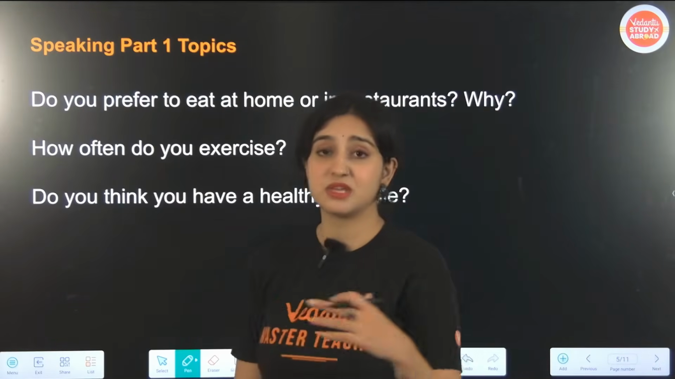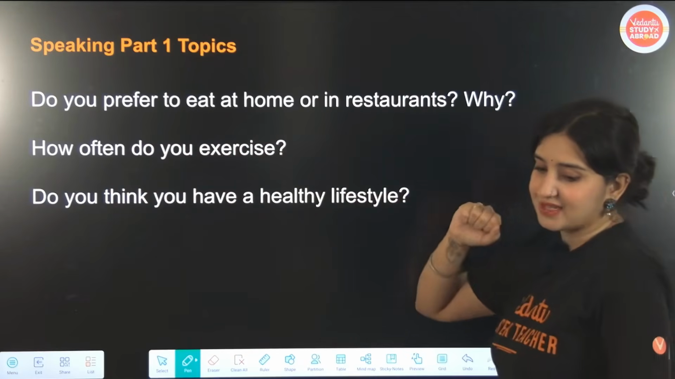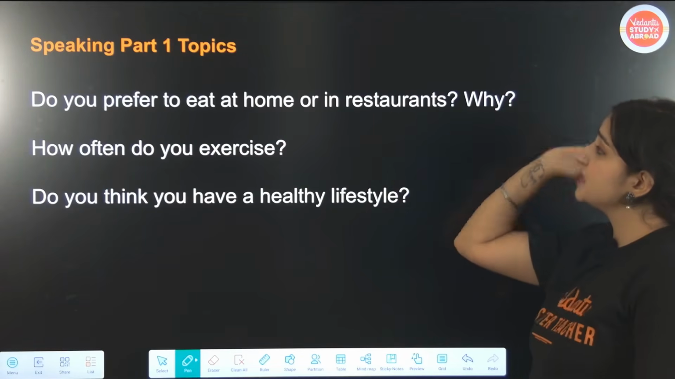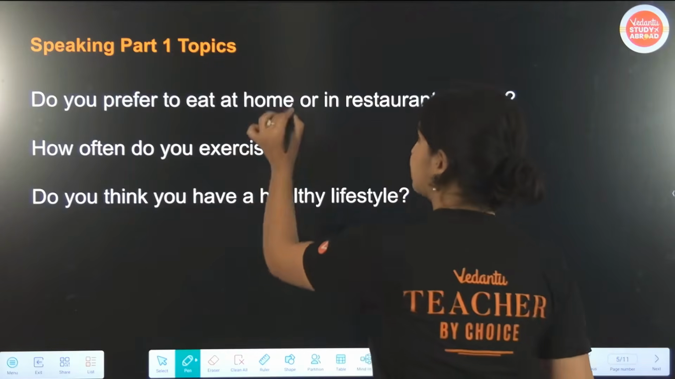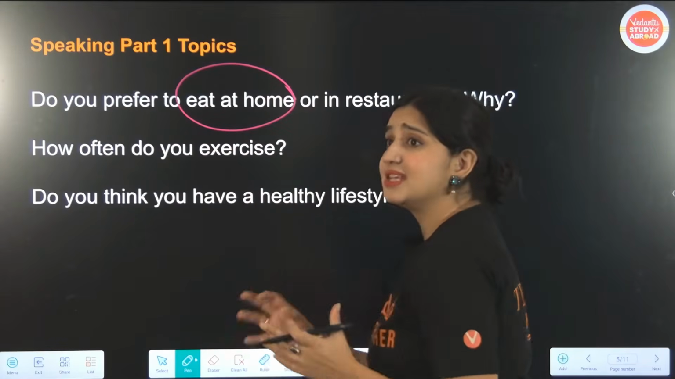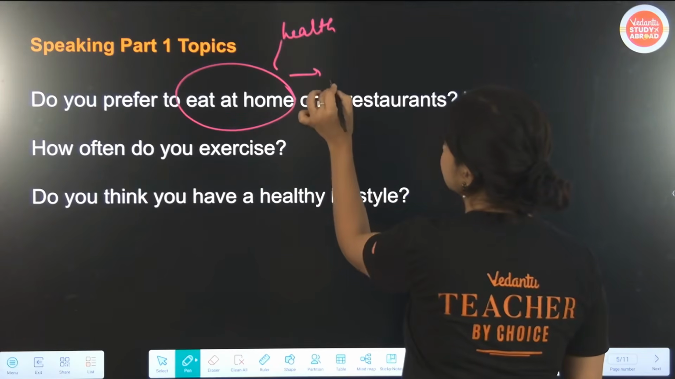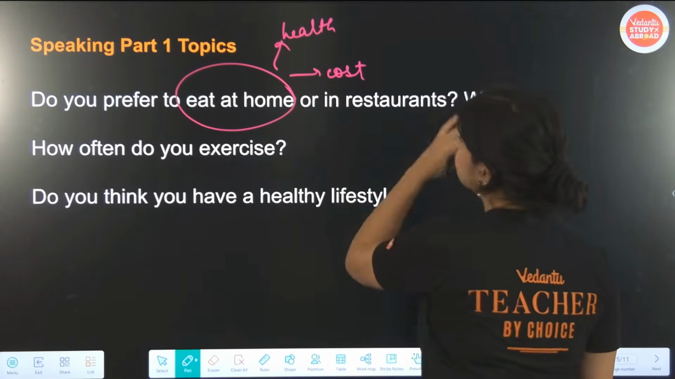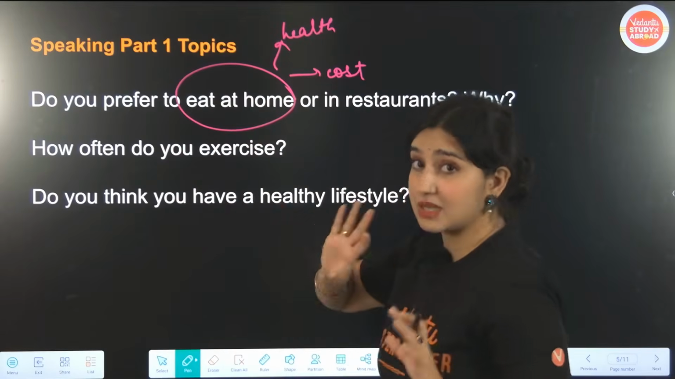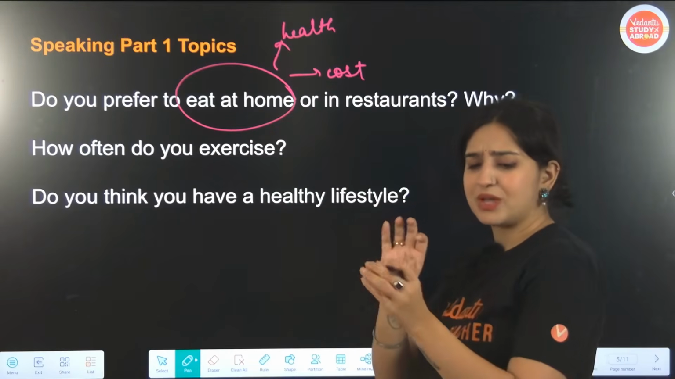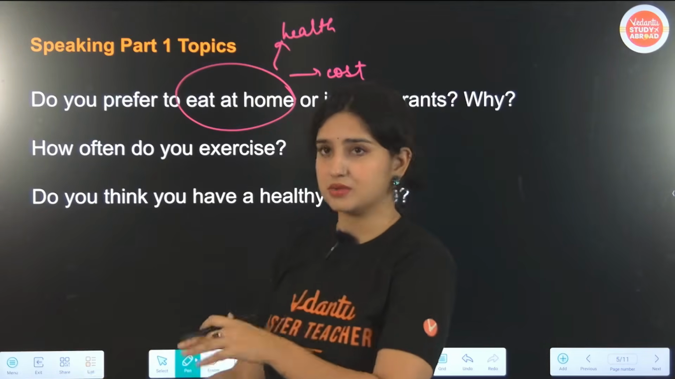Now, coming to speaking part 1, it is your general introduction, your general yappity yap about your own life. Here the questions are, do you prefer to eat at home or in restaurants? Why? The reason why this is in this topic is because if you are the kind who prefers to eat at home, then it's generally because of one of two things: health or cost, right? You think it's too expensive to eat in restaurants, or you think it's too unhealthy to regularly eat in restaurants. That's why this has come under the health and lifestyle, and this also pertains to lifestyle quite a bit. Some people have the kind of lifestyle where they eat out a lot.